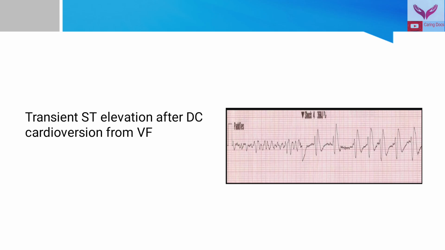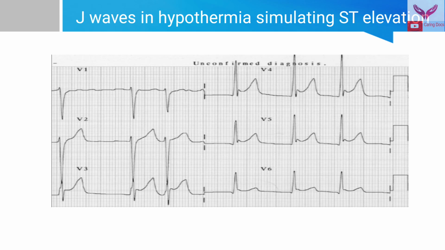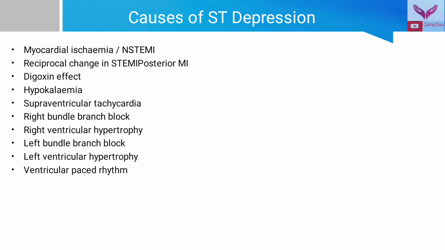This is the ECG which is showing transient ST elevation after DC cardioversion from ventricular fibrillation. We can see J waves in hypothermia simulating the ST elevations.